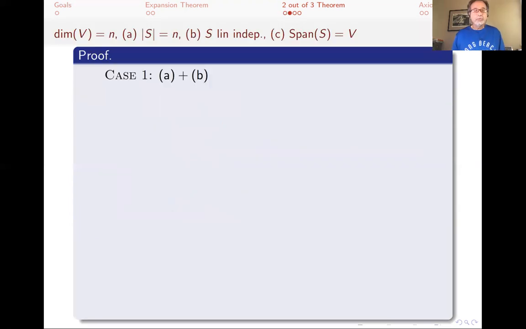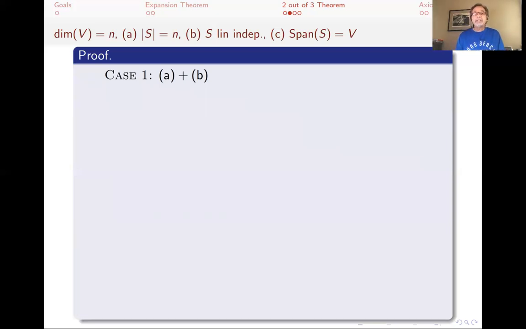Why is this true? Well, remember what we have to do. We have a vector space of dimension n, we have the set S, and we have 3 conditions. The size of S, is it n or not? Is S linearly independent or not? Does span of S equal V? If any of those are false, then of course it's not going to be a basis, but we're not interested in that. We're interested in knowing if 2 of them are true, then it's automatically a basis.